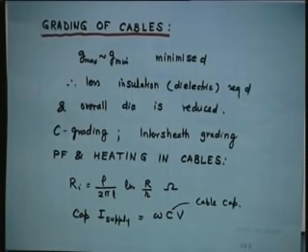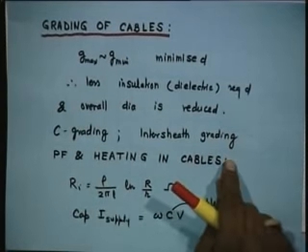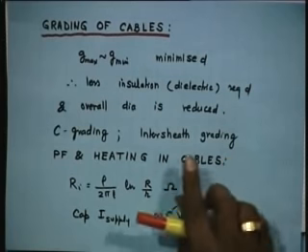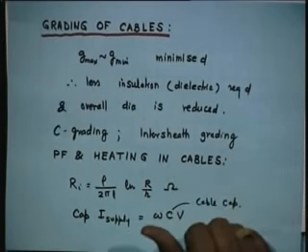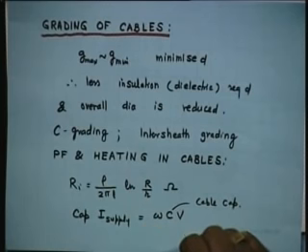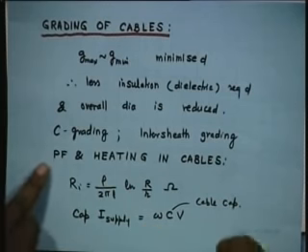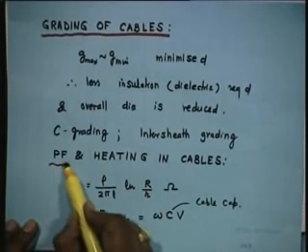So, there are only 2 types of grading in literature: capacitive grading and intersheath grading, which you must have learnt in your undergraduate. Intersheath is better than capacitive grading. What is the power factor and heating in cables?